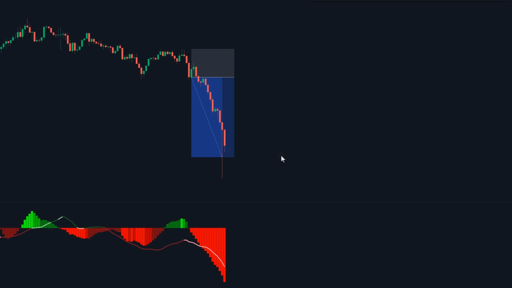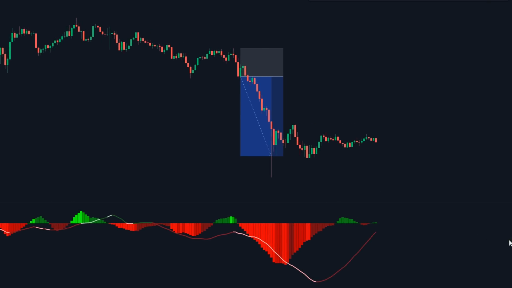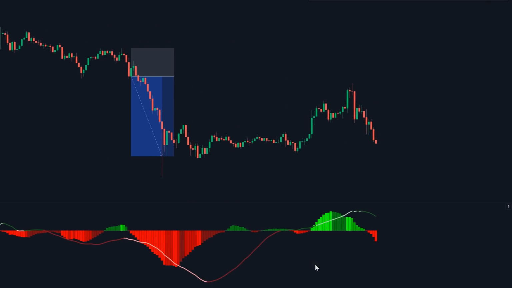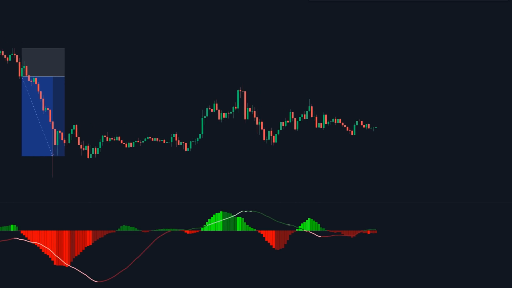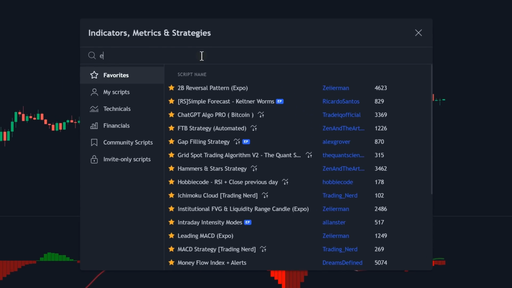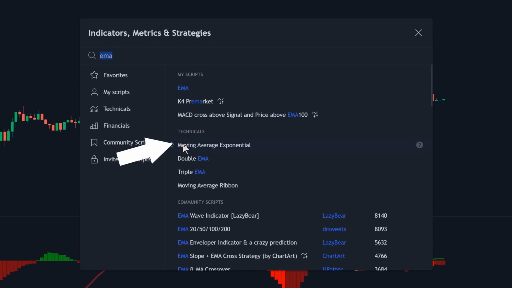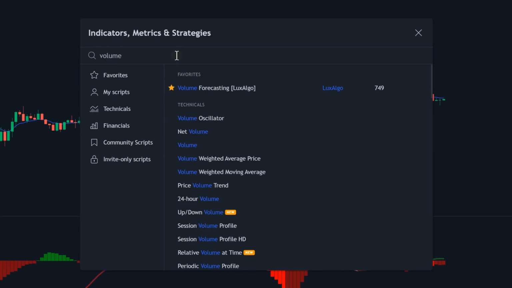Now, in order to finalize our setup for this strategy, we need to add two more indicators to the chart. On the indicator search tab, type in EMA and select this one right here. Then type in volume. Select this one by TradingView that's under the technicals tab.